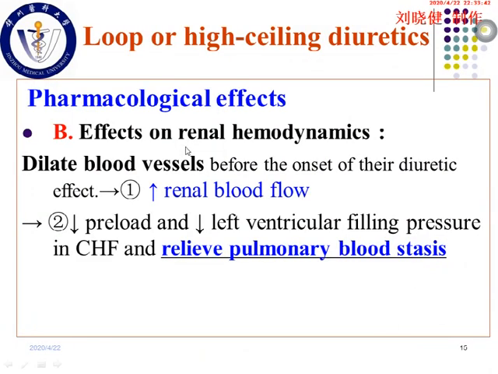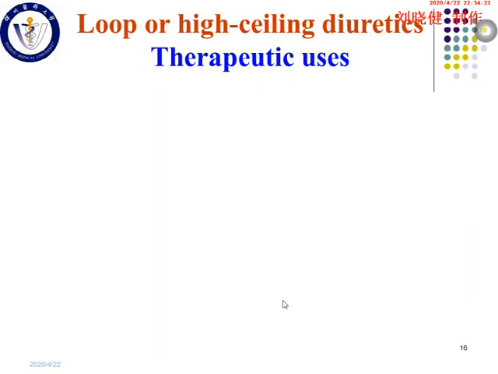Next pharmacological effect caused by loop or high-ceiling diuretics is the effect on renal hemodynamics, because they dilate blood vessels before the onset of their diuretic effects, so they can increase renal blood flow and decrease the preload and decrease left ventricular filling pressure in congestive heart failure. So it has significance to relieve pulmonary blood stasis. This is the effect on the hemodynamics of the kidney. It is useful in the treatment of pulmonary edema.